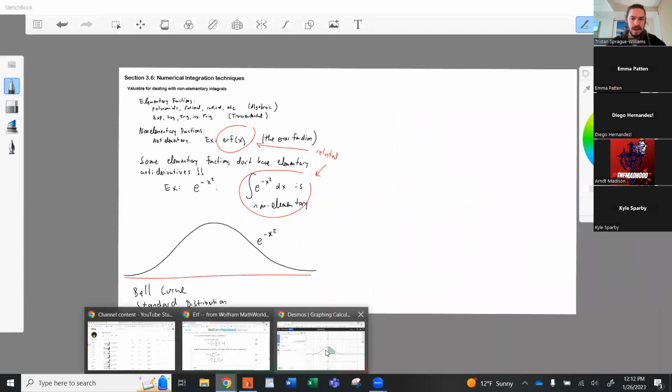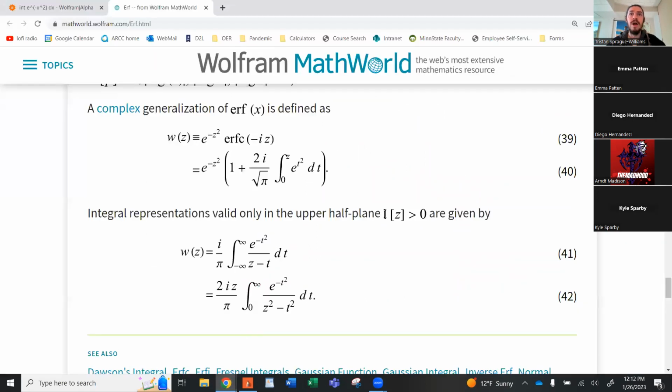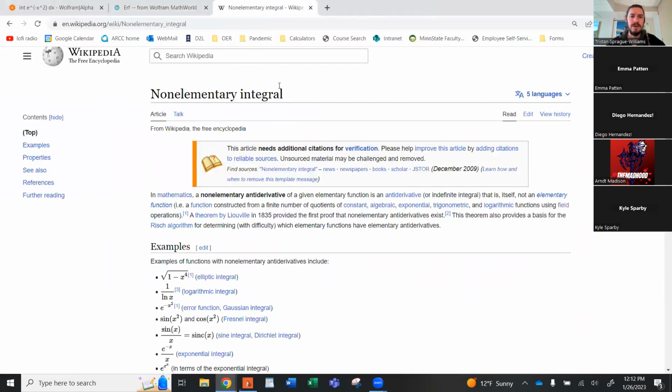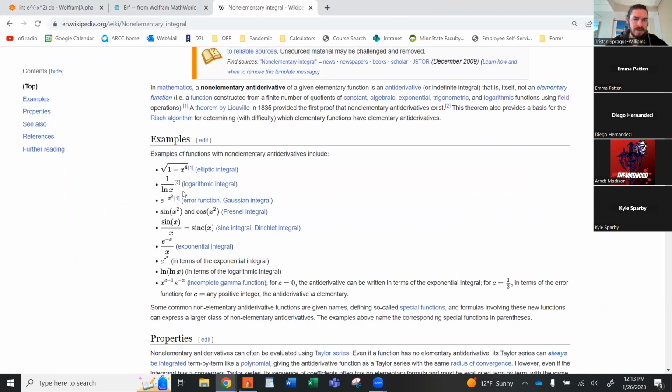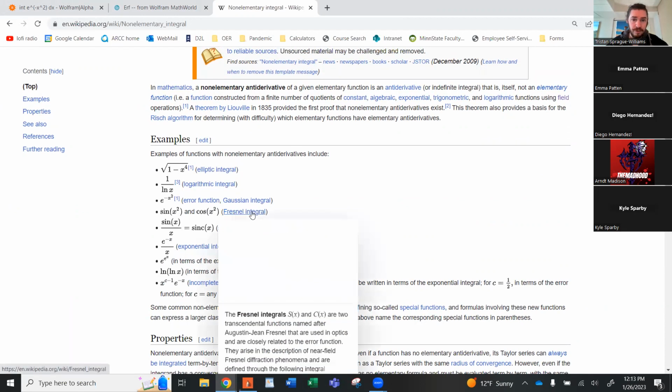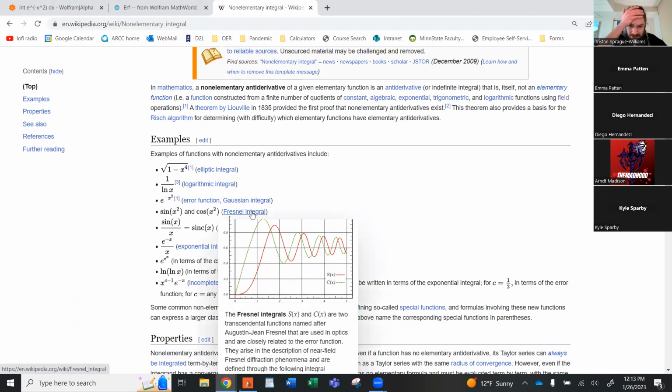So that's one example of a non-elementary integral. There are others. Let me pull up this window here. There's a bunch of examples of non-elementary integrals. The error function is one of them right here, also called the Gaussian integral, e to the negative x squared. But there's other things like 1 over the natural log of x, sine x over x, sine or cosine of x squared. Those are the Fresnel integrals. Those are important in something with physics.